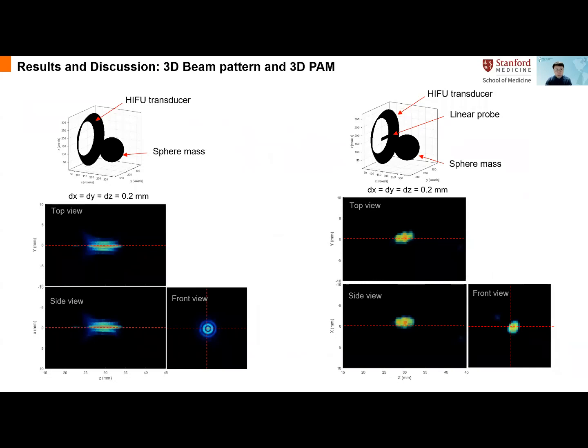We compared 3D PAM with the beam pattern, which is the ground truth. There were no significant changes in the focal position, even though the sphere mass was placed. However, the focal zone was slightly upward of the center on the top view, and it was similarly inclined downward to the right on the front view. The proposed method finds the focal zone close to the beam pattern in 3D space.